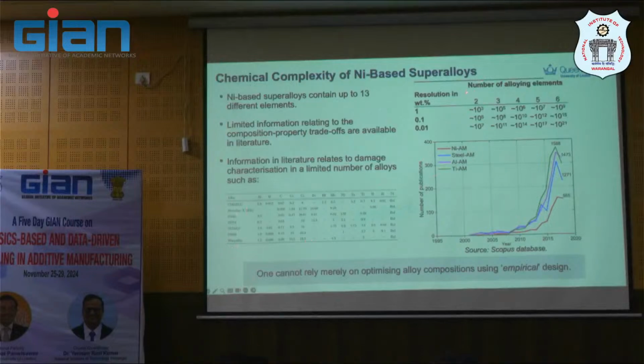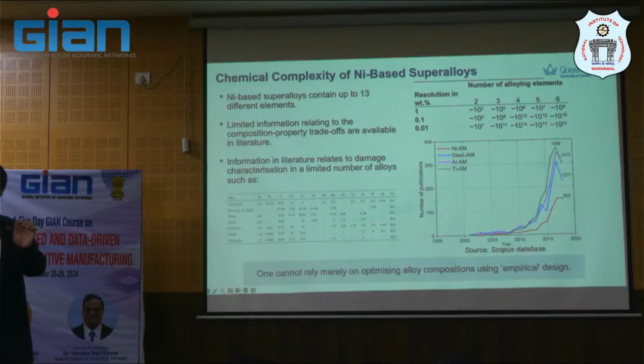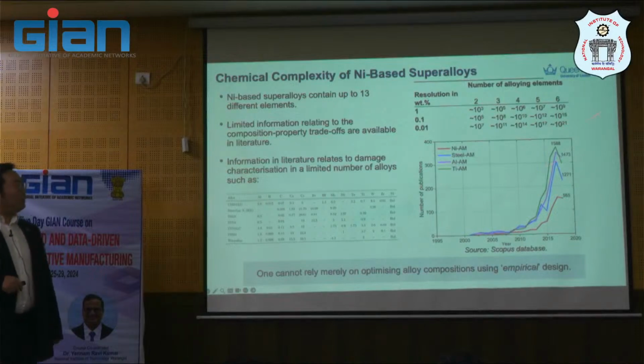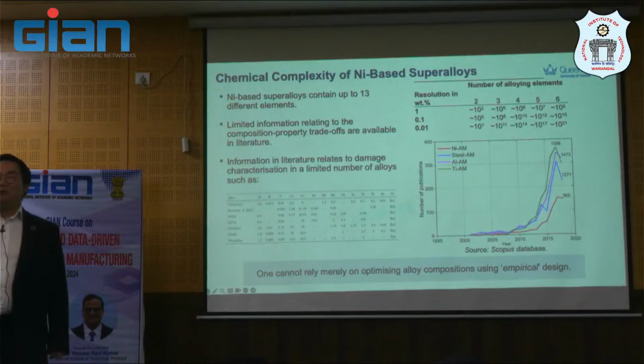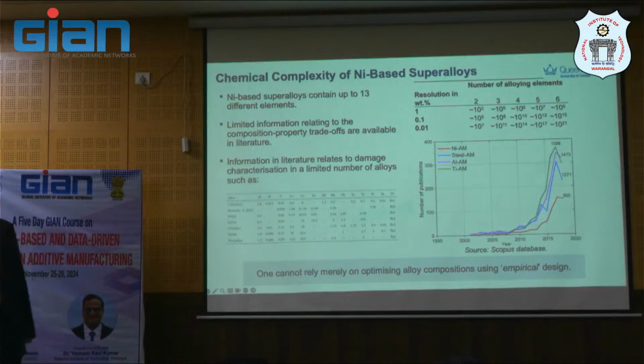That means if you want to vary the composition, if the resolution is 1 weight%, with only 2 alloying elements you already have 1,000 choices that you can choose from. But if your resolution is 1 weight% and you have 6 principal elements, you will have about 1 billion choices. But again, in nickel-based superalloy, 0.01% is significant to the property. So you may end up with 10 to the power 21 compositions. How can we deal with this? I mean, this is already big data for me, if not 100 trillion. I think this is more than a trillion, several trillion compositions.